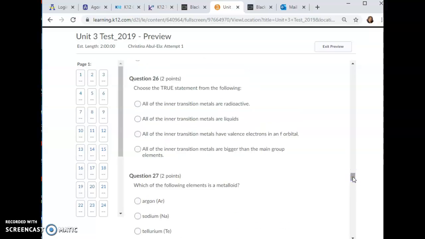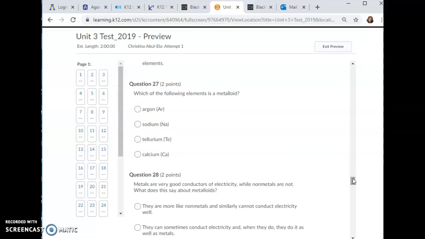Question 26. Choose the true statement from the following. All the inner transition metals are radioactive. All of the inner transition metals are liquids. All of the inner transition metals have valence electrons in an f orbital. All of the inner transition metals are bigger than the main group elements. Question 27. Which of the following elements is a metalloid? Argon, sodium, beryllium, or calcium?